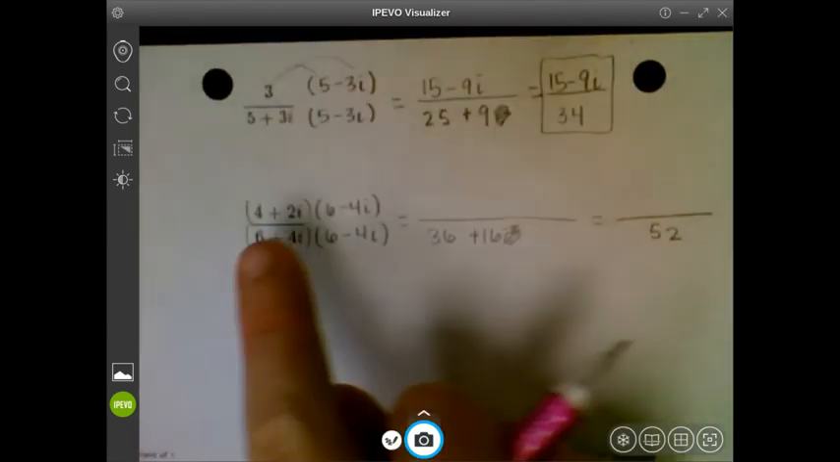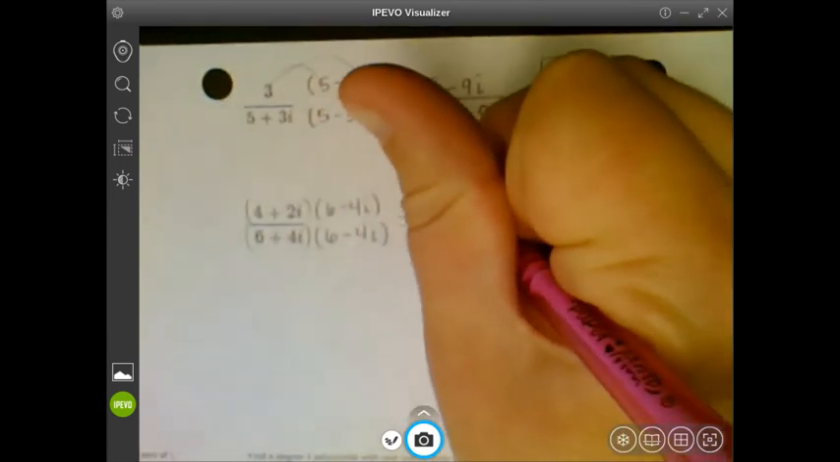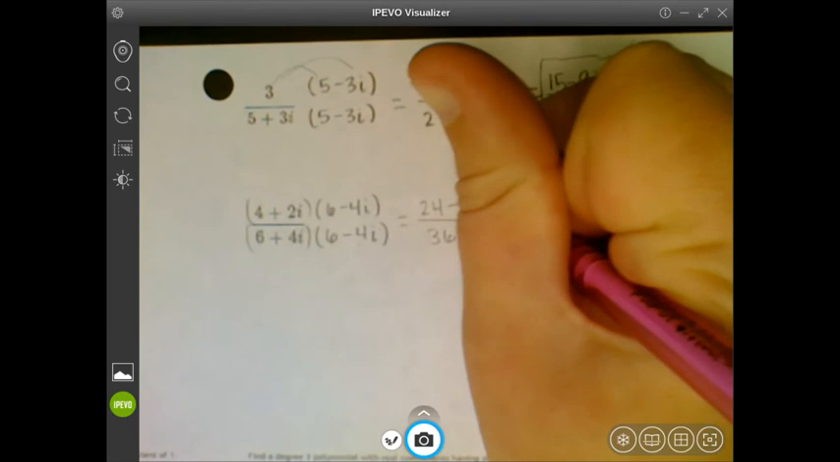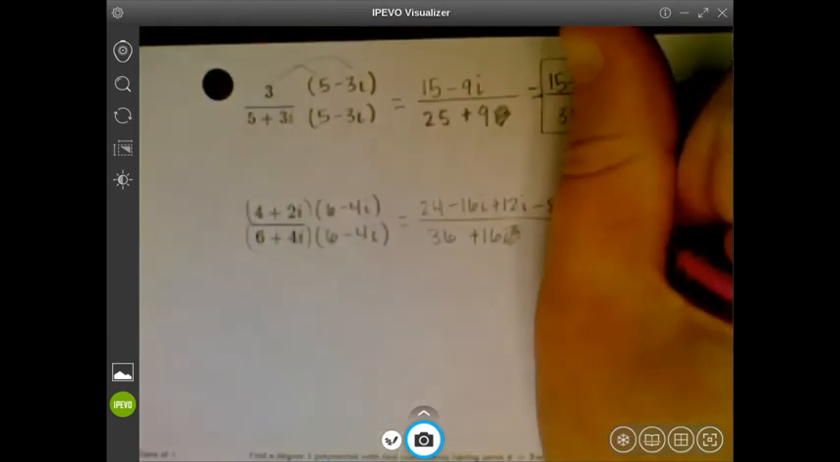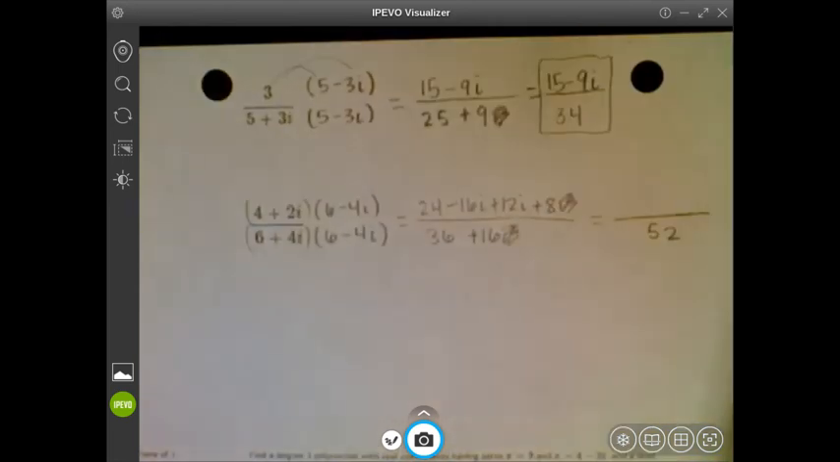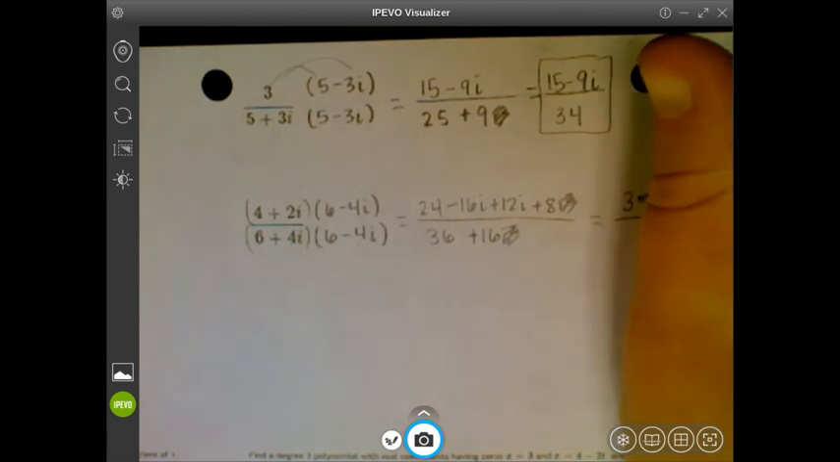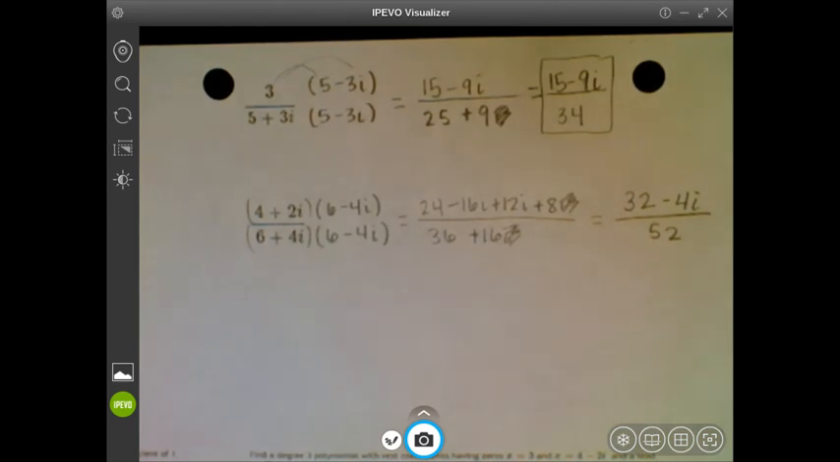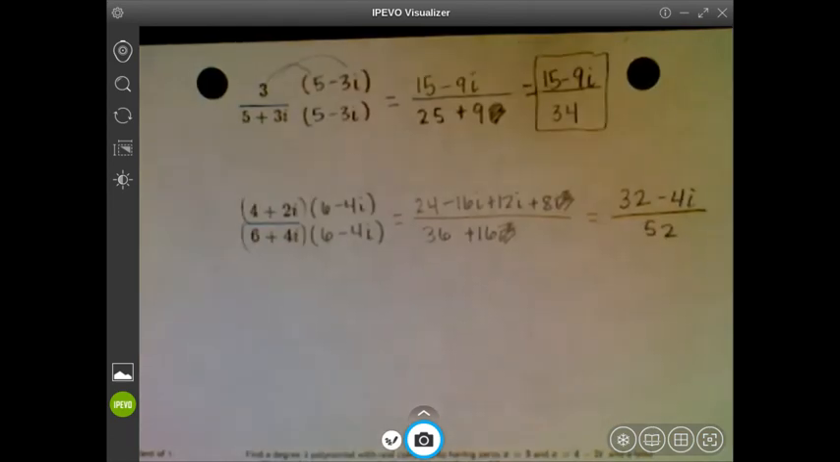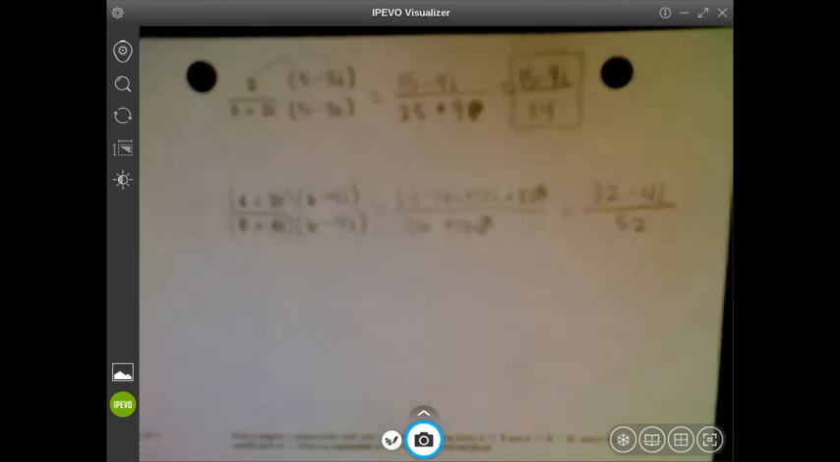All right, multiplying in the numerator, we would have 24 minus 16i plus 12i minus 8i squared, and you can get rid of your i squared and change the minus 8 to a plus 8. So combining like terms, there would be 32 minus 4i. All right, and if these three numbers simplify, you can simplify them.